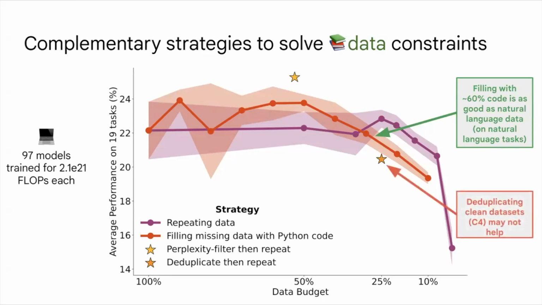And finally, deduplicating clean data sets might not always be helpful. So the orange star corresponds to taking C4, a slightly filtered web crawl, and deduplicating it again, so removing common substrings. And that actually hurts performance. So we might be removing too much data. So you want to be careful with excessive deduplication.